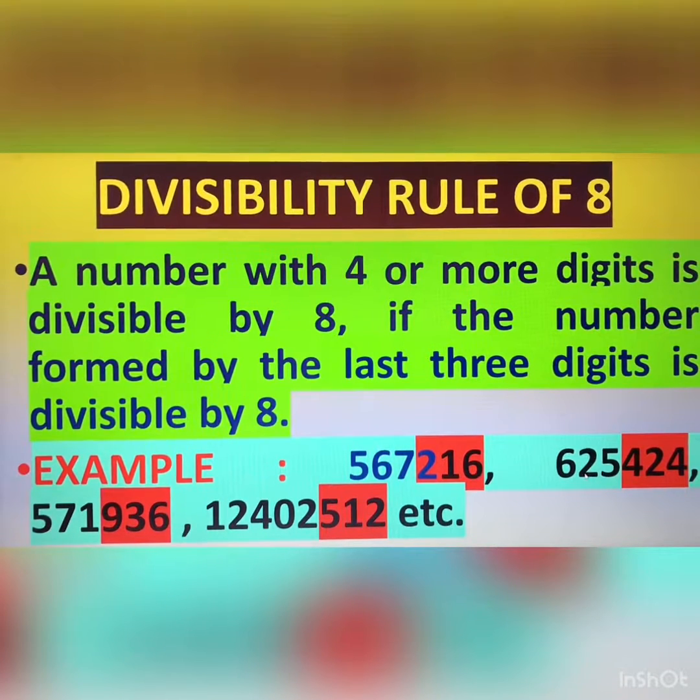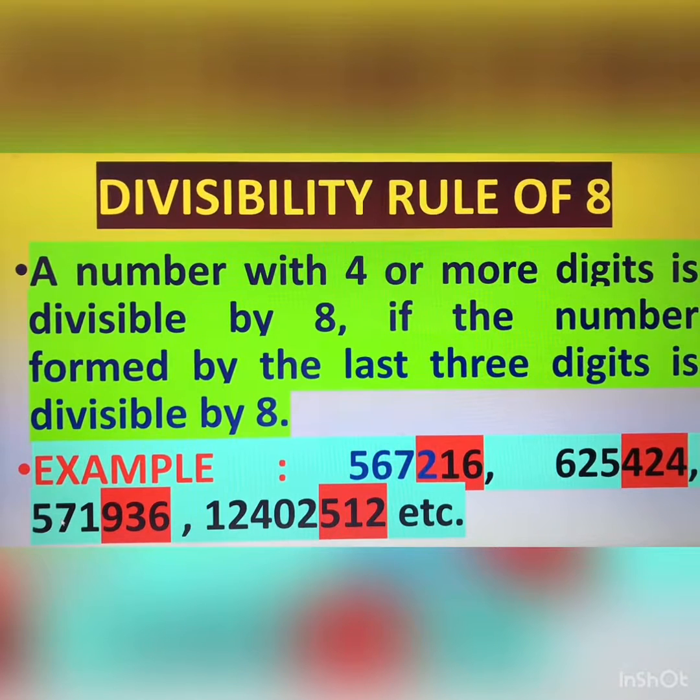Now this is the next number, that is 6,25,424. This is also divisible by 8 because 424 is divisible by 8. Because 42, you divide this by 8, that is 8 5s are 40, now remaining is 2, so 24, and 8 3s are 24, so 424 is divisible by 8, therefore this whole number is also divisible by 8.